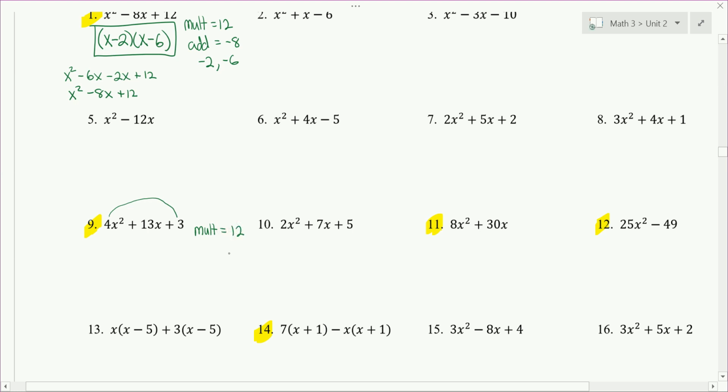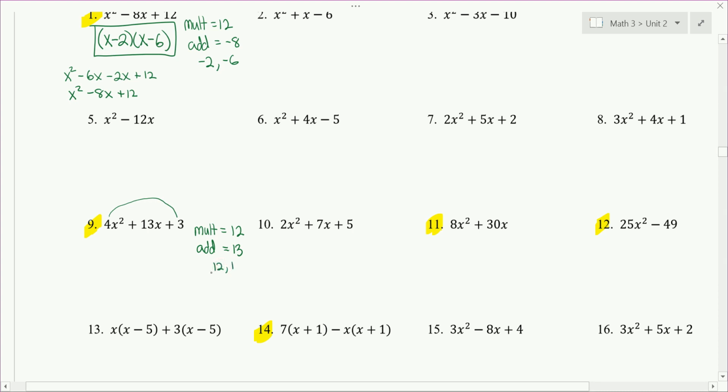So it could be 4 and could be 3, but it may not. But then we also want these two numbers to add to our middle coefficient, our linear coefficient, which is 13. So two numbers that multiply to 12 add to 13. So start with factors of 12. 12 times 1 is 12. 12 plus 1 is 13. So that's what we want, 12 and 1. It worked out.